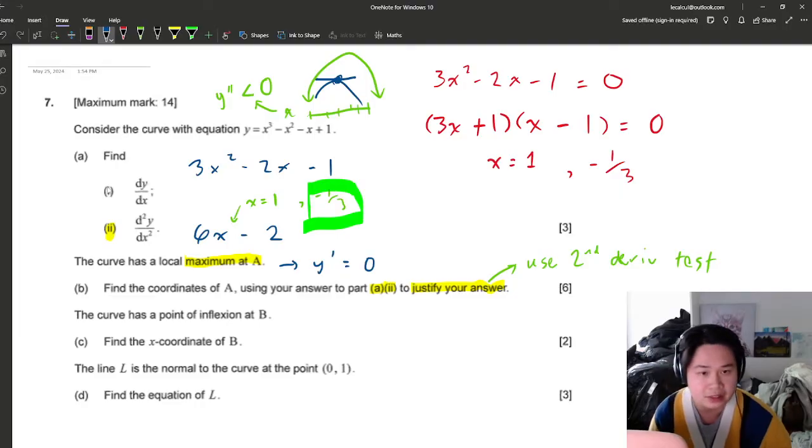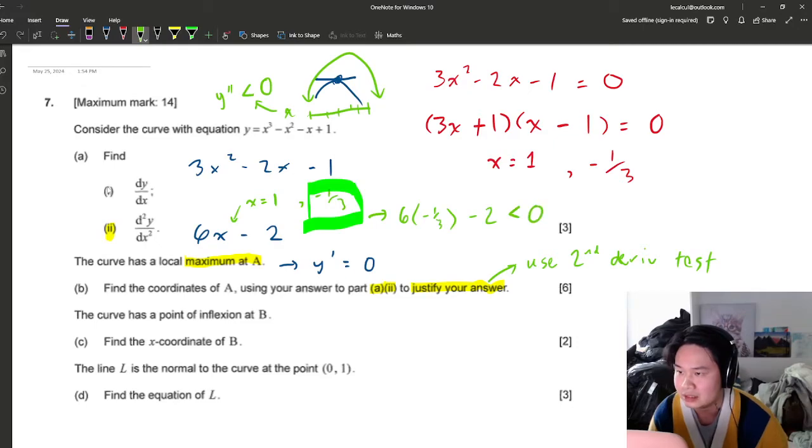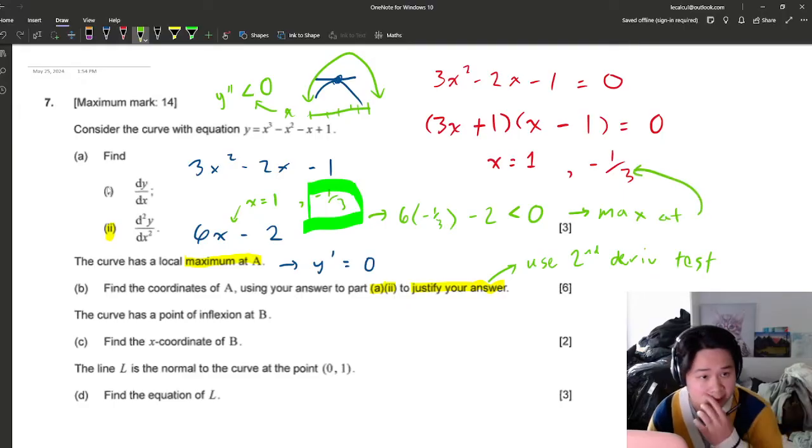And I think they do want the full coordinate of A. So next up, we also need to find out y. So anyways, okay, let's just do this. 6 times negative 1/3 minus 2 is definitely less than 0. So that means that we have a max at negative 1/3. And then we need to calculate y.